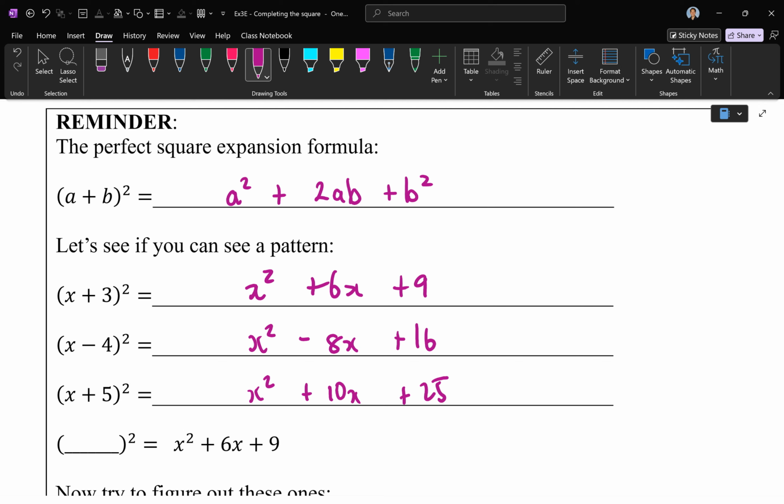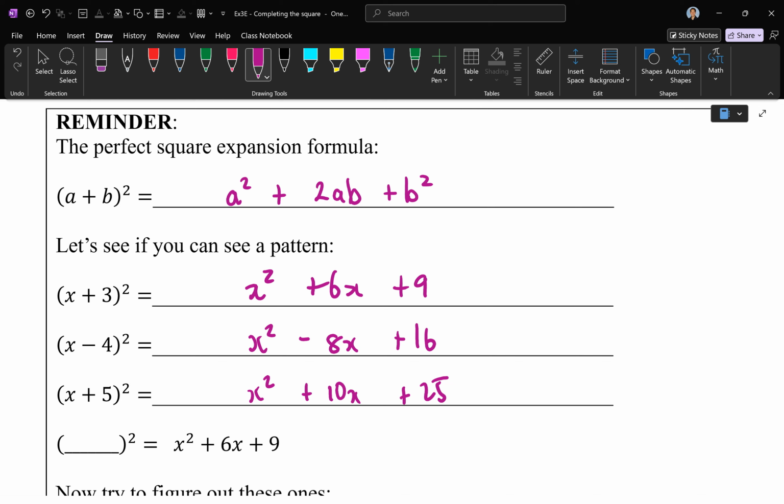For those who are still questioning about it, we're just simply following the rule. Square the first term, double, so 3 times x and then double it, or negative 4 times x, double it, 5 times x, double it. That's where we get the middle term. And then square the last numbers. So square of 3 gives you 9, square of negative 4 gives you 16, square of 5 gives you 25. So that's the speed that you should be able to do from exercise 3A. So when you're doing the worksheet, that's what I was looking for.